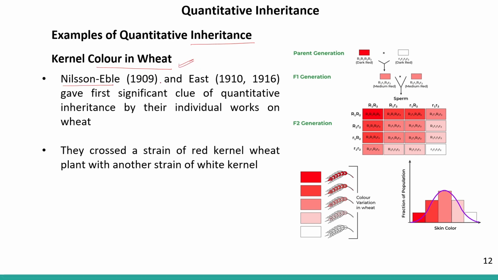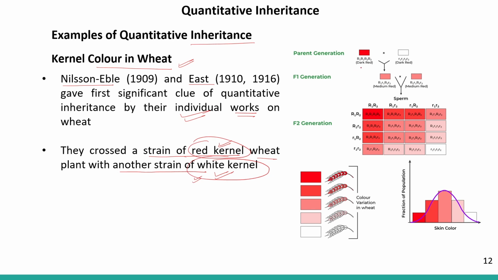Nilsson-Ehle gave the first significant clue of quantitative inheritance by taking an example of wheat. They worked a lot on this particular wheat and obtained certain results. They crossed a strain of red kernel wheat plant with another strain having the white kernel. So two contrasting plants they have taken, the red kernel wheat plant and the white kernel wheat plant.